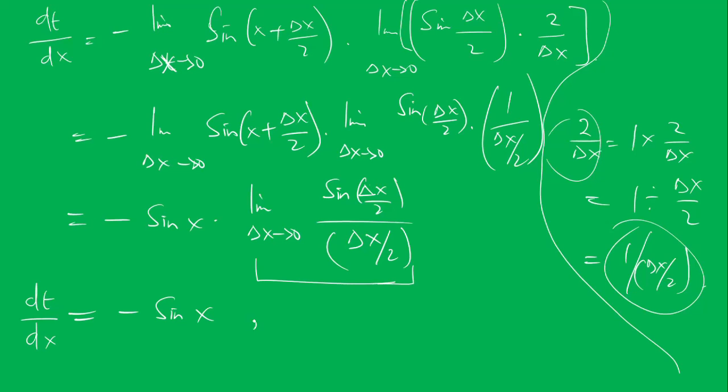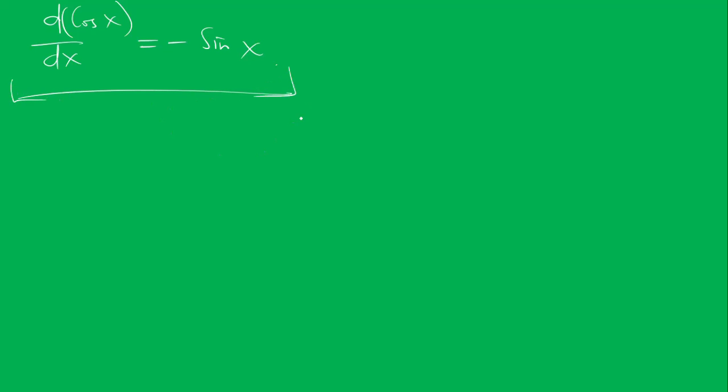So you have delta t all over delta x. Since t is equal to cos x, now substituting cos x in place of t into this equation, we have d cos x all over dx is equal to minus sine x. Let me write it well here. You now have d cos x all over dx is equal to minus sine x. So this formula is proved now.